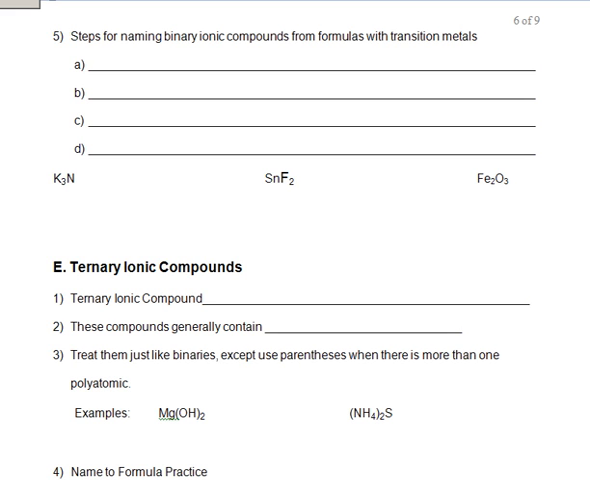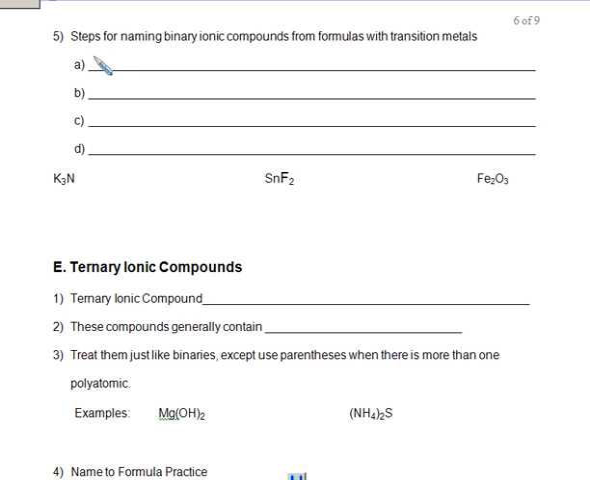This is page 6 of the Chapter 6 notes. We're going to be looking at the steps for naming binary ionic compounds from formulas, and also at what we do with transition metals. So let's take a look at the steps that we're going to do first.